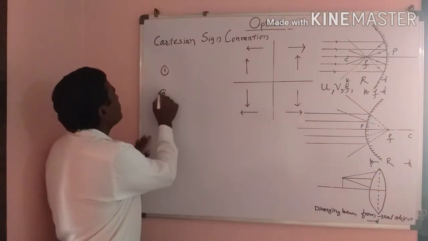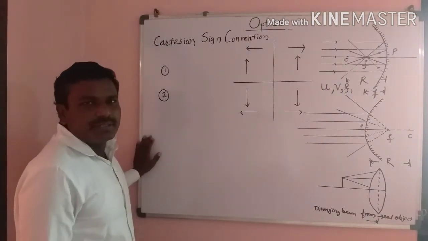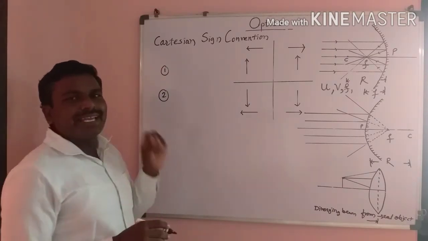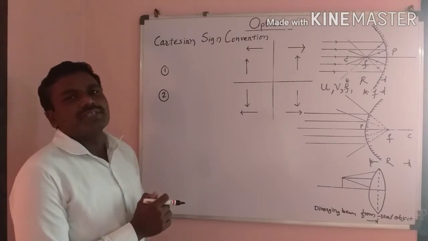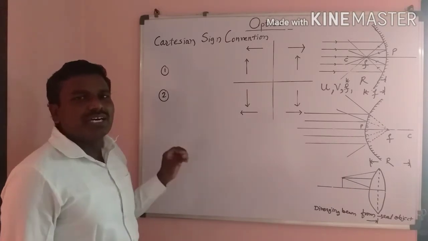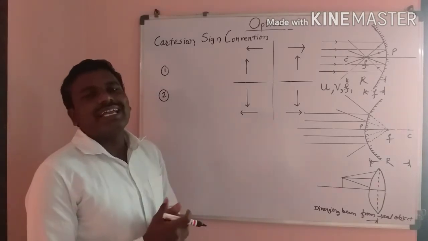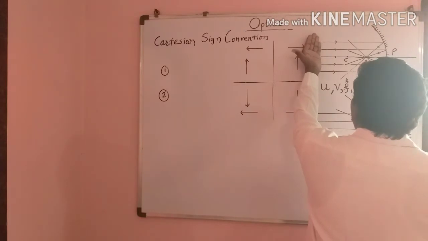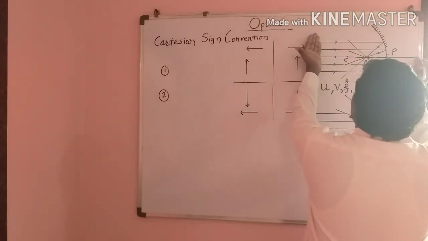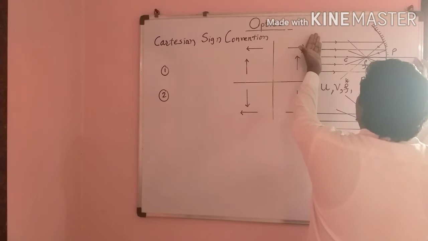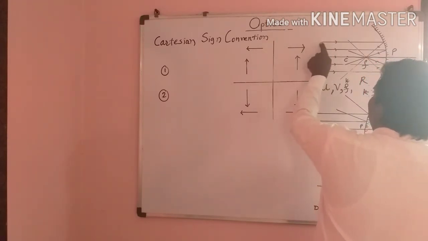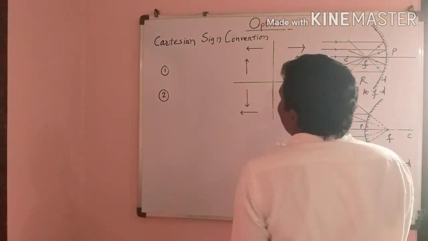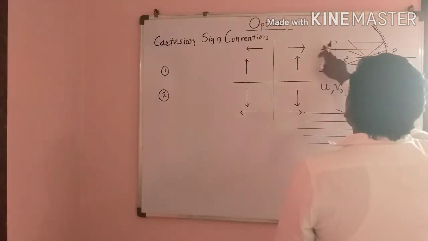Then the second rule: in the diagram which we draw, the figure is drawn with the incident light traveling from left to right. This is the left side, and this is the right side. When the diagram is drawn with incident light traveling from left to right, it means we draw it in this way.